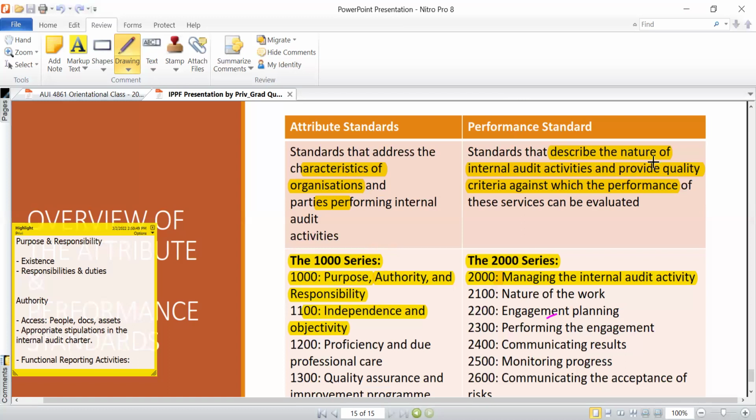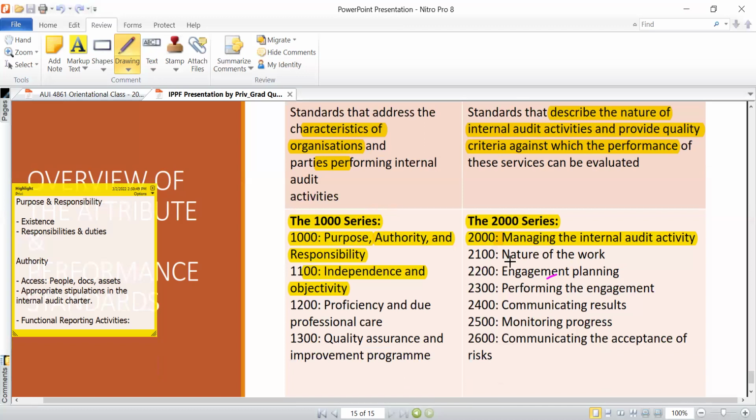Then performance standards describe the nature of our work as internal auditors and provide the quality criteria against which our work can be evaluated. That's why when you go to, for instance, Standard 2200 all the way up to Standard 2500, what is happening there? It's dealing with the audit engagement process, which is engagement planning, performing the engagement, communicating the results, and monitoring progress. That's the audit engagement process right there. Our nature of work is explained here, and remember, it's based on three things: governance processes, risk management processes, and control processes. That's what they deal with at Standard 2100.